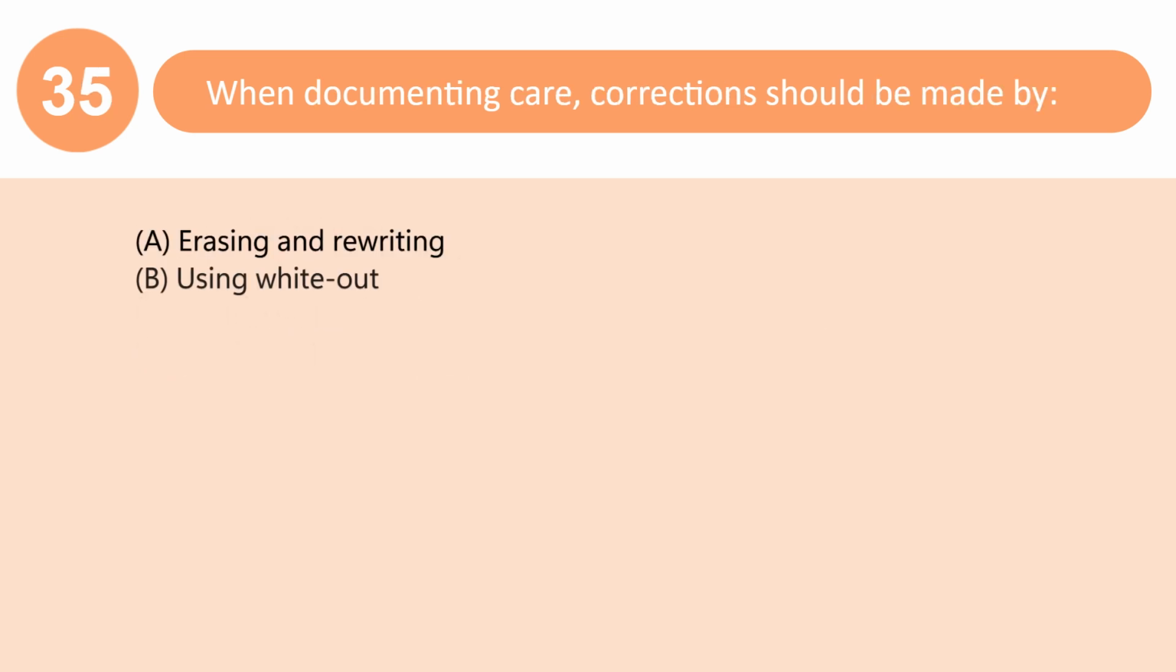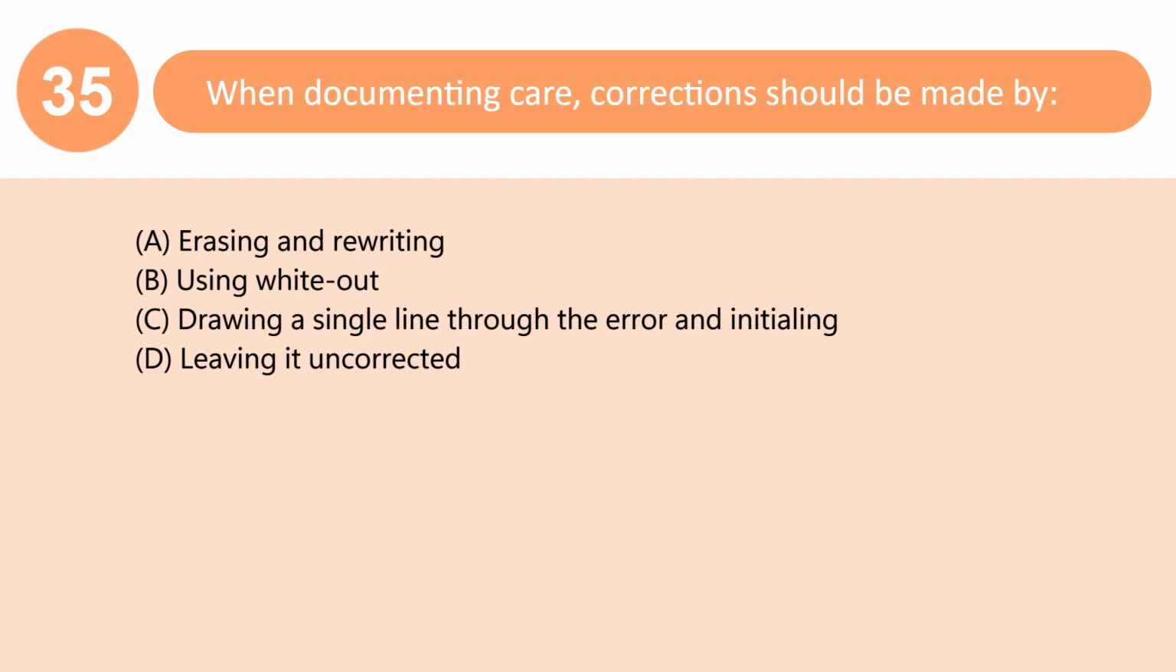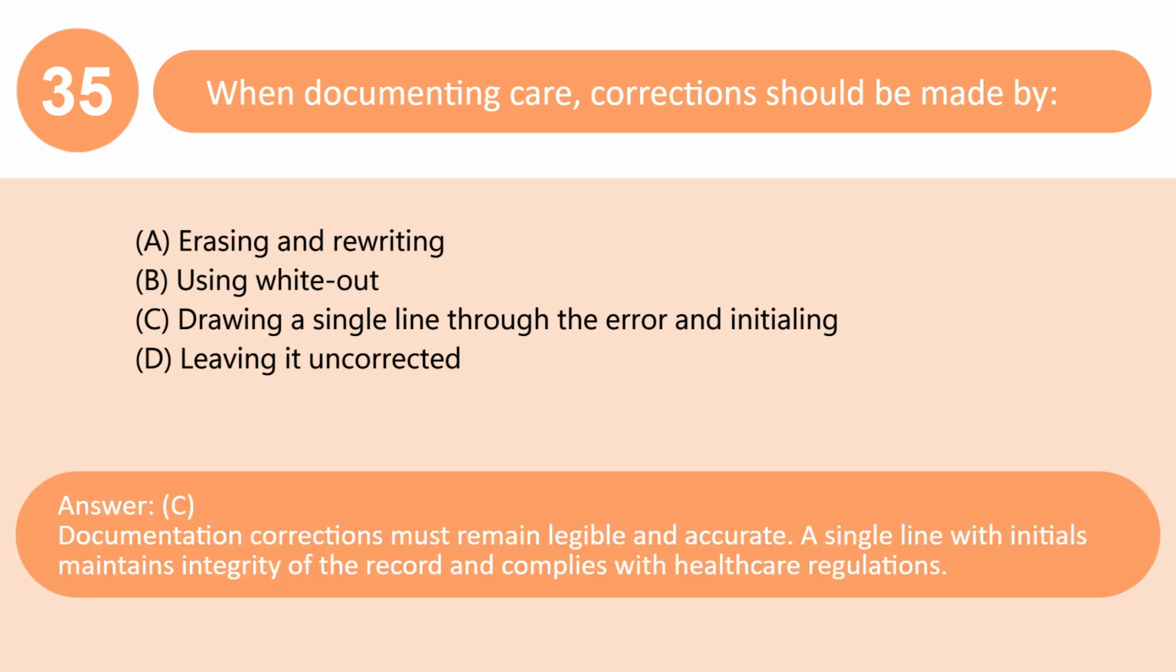When documenting care, corrections should be made by: A. Erasing and rewriting. B. Using whiteout. C. Drawing a single line through the error and initialing. D. Leaving it uncorrected. Answer C. Documentation corrections must remain legible and accurate. A single line with initials maintains integrity of the record and complies with healthcare regulations.